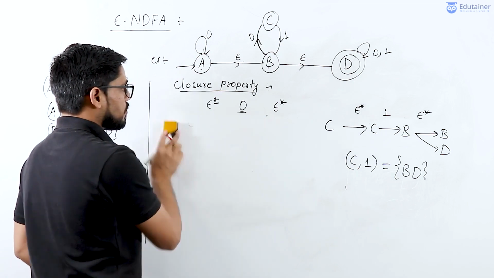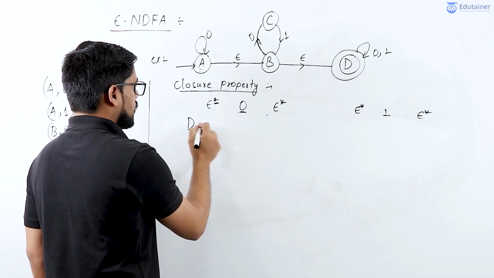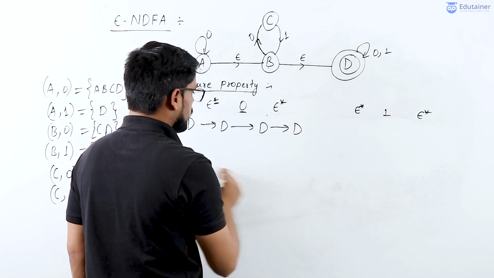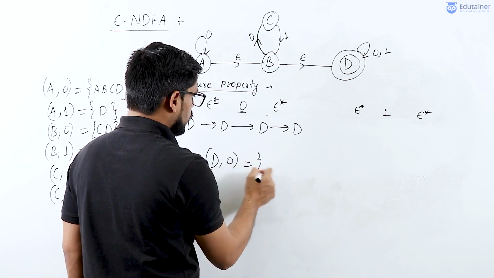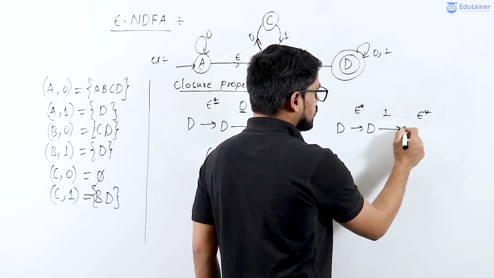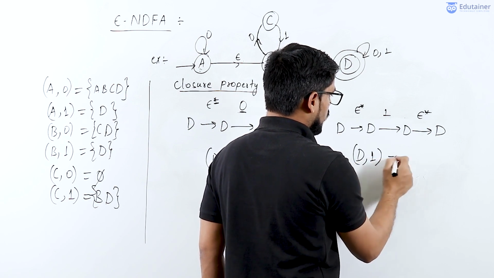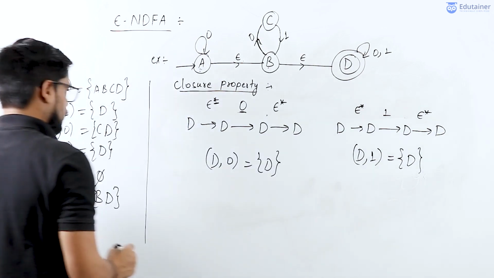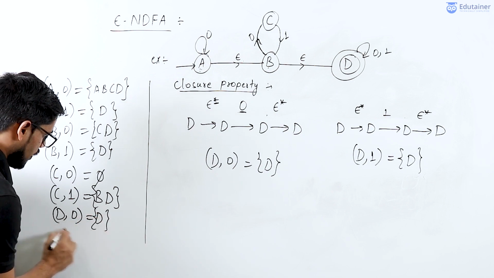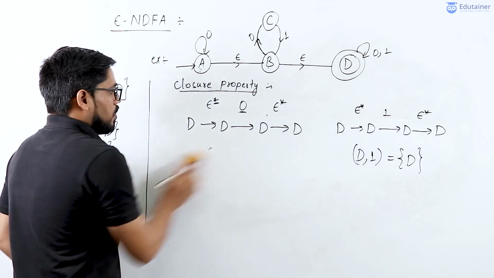Now the last state is D. D on epsilon is D, D on 0 is D, and D on epsilon star is D. That means D on 0 will go only to D. Similarly, D on epsilon star is D, D on 1 is D, and D on epsilon star is D. That means D on 1 will go only to state D. So D on 0 is D, and D on 1 is D. Now our task is over.